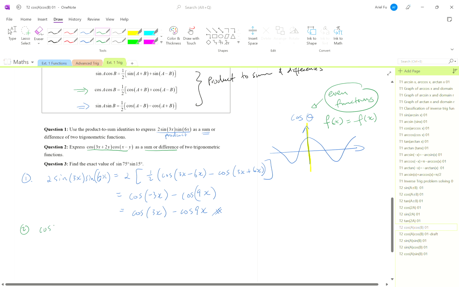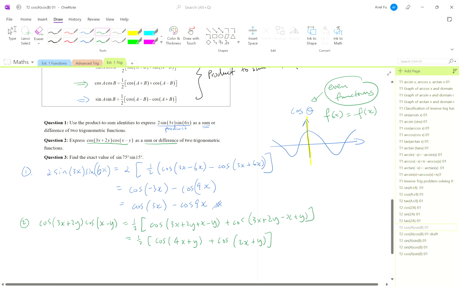So this one is cosine of 3x plus 2y, cosine of x minus y, which equals half of bracket cosine of A plus B, that's 3x plus 2y plus x minus y, plus cosine of A minus B, which is 3x plus 2y minus x plus y. That will give you half of cosine of 4x plus y plus cosine of 2x plus y. So that's the end of that question.